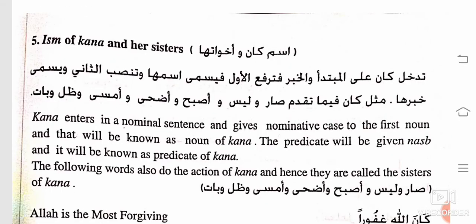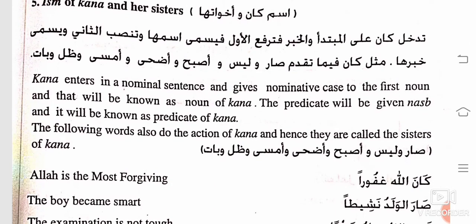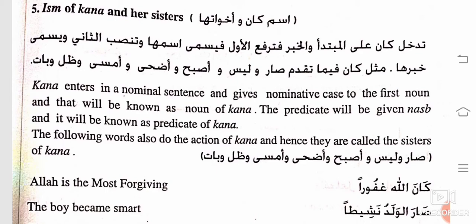Then the fifth one is ism of Kana and her sisters. Ismu Kana wa akhawatuha. There are many sisters of Kana, like Kana, Sara, Asbaha, Amsa, Zalla, Bata, Mazala, Mabariha, Mafatia, Mainfakka, Madama, Laisa. Like that, there are many sisters of Kana, and I will explain to you. Tadkhulu Kana ala al-mubtada'i wal-khabar. Mubtada and khabar. We have studied it as the third and fourth one. And Kana enters the nominal sentence.